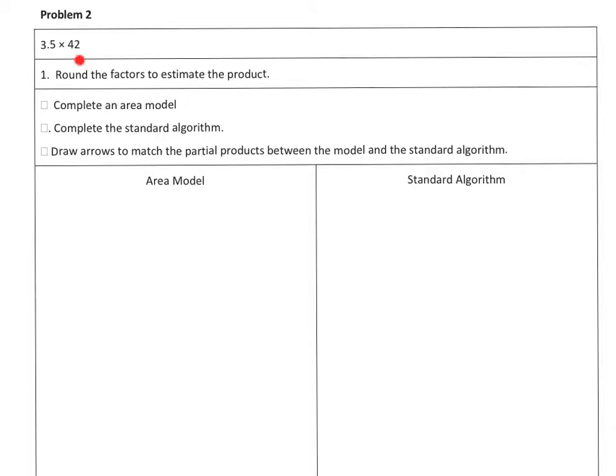First we're going to round the factors to estimate our product. That 3 and 5/10 I'm going to round up to 4, and that 42 I'm going to round down to 40. So we'd have 4 times 40, which would be 160. So we know our answer is going to be somewhere in the ballpark of 160. Now area models look just a little bit different, only a little bit, when we're working with decimals. So let's get going.